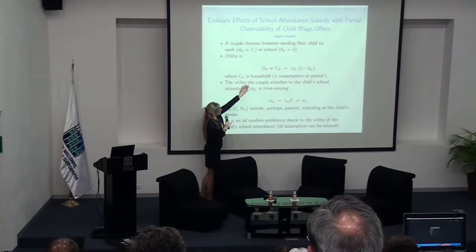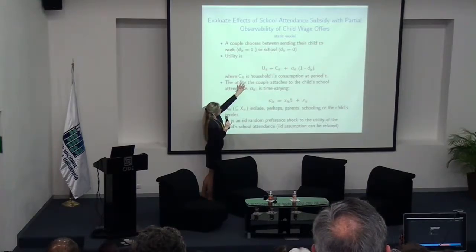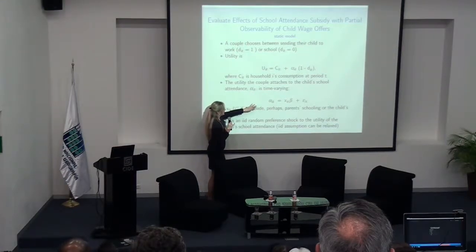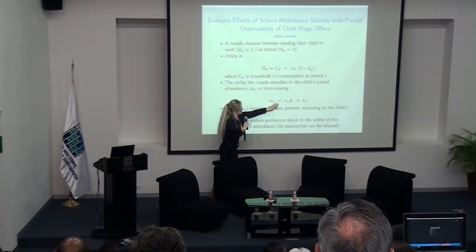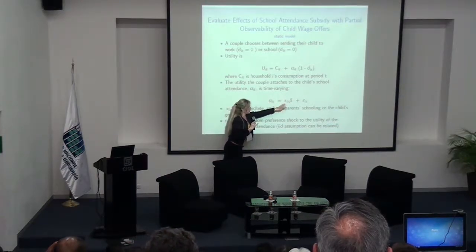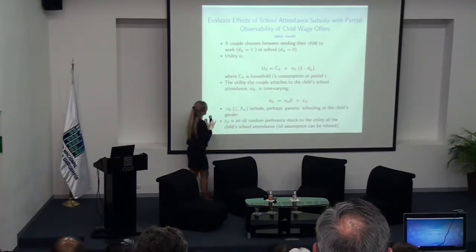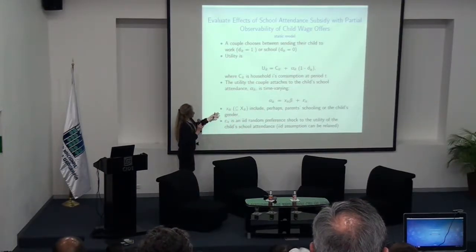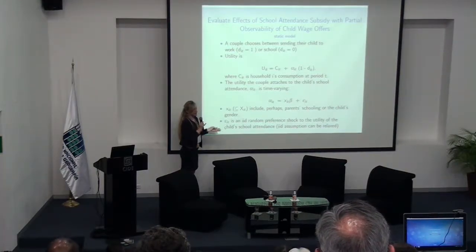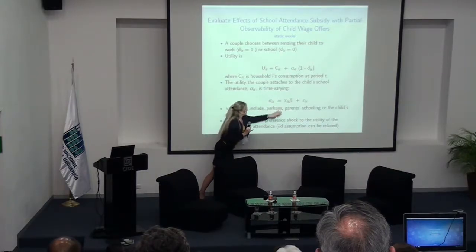That's called the utility function. It's like the enjoyment they get out of consumption and their child's schooling. And then this is the family's utility from the child going to school. So you could have parents with certain characteristics; X would hold parental characteristics. For example, maybe parents with more schooling value the child's schooling more. So you could put that in here.